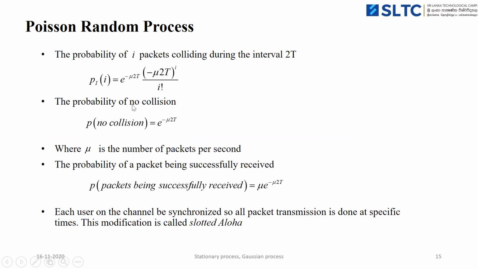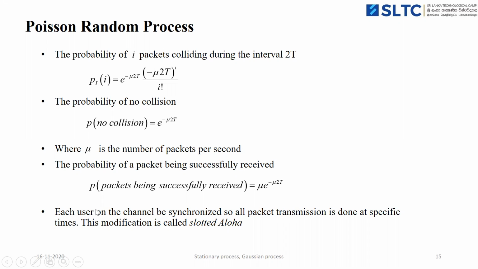Then what is the probability of no collision? It means the packet will be successfully transmitted. Okay, not successfully transmitted, no collision. Then the probability of no collision equals e to the power minus mu 2T, where mu is the number of packets per second. Then the probability of packets being successfully received equals mu into e to the power minus mu into 2T. So that is the difference between the probability of no collision and the probability of successfully received.